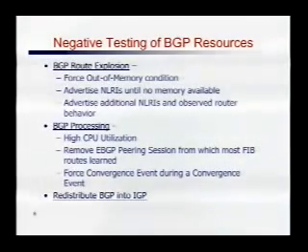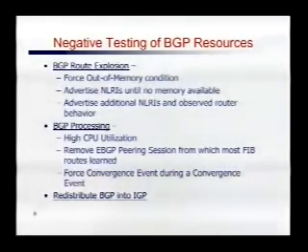The next one is what I call the nested convergence event, where you force a convergence event, and while the device is still converging, force another convergence event. So on one link, you may bring that link down, and on another interface, remove the BGP peering session. So you have these nested convergence events. That will cause a very high CPU utilization. And then there's the case of redistributing BGP into your IGP. That's a very good negative case to see how your router can handle memory conditions.